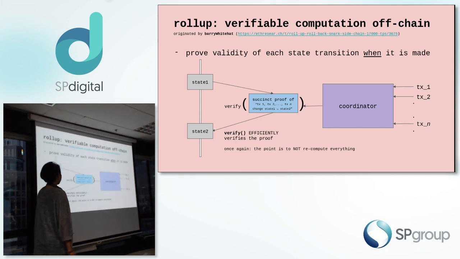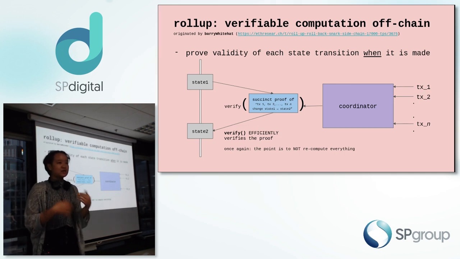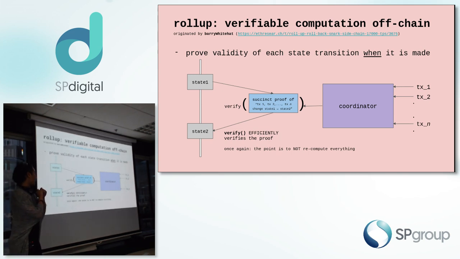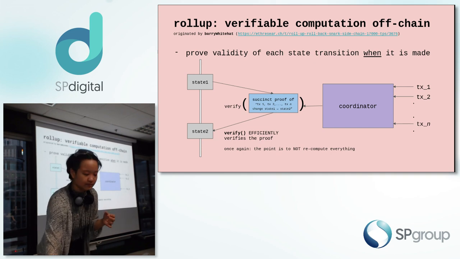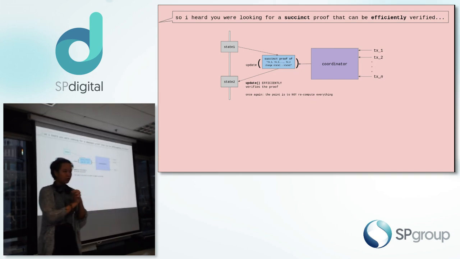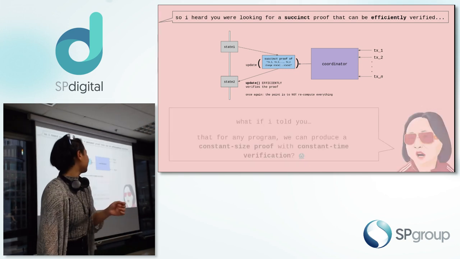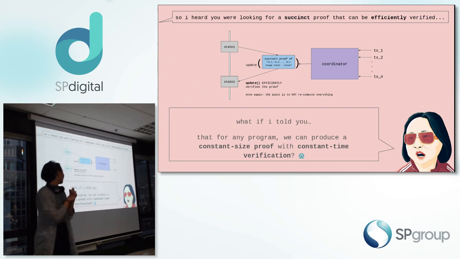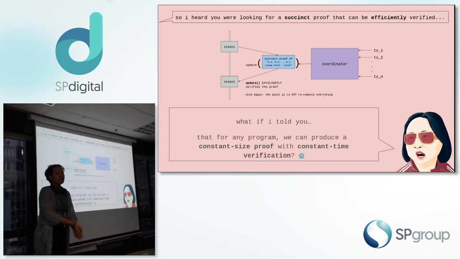If you recall once again, the point is that we do not want to do a lot of work. The naive way to verify it is simply to replay every single transaction, and we don't want to do that. So if possible, we want to verify this proof as efficiently as possible. We want this proof to be as small as possible. So we're looking for a succinct proof, a short proof, that can be efficiently verified in a very short time. And what if I told you that for any arbitrary program, there is a way to produce a constant size proof.